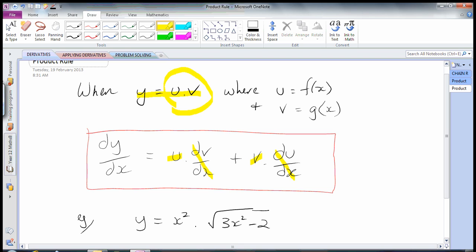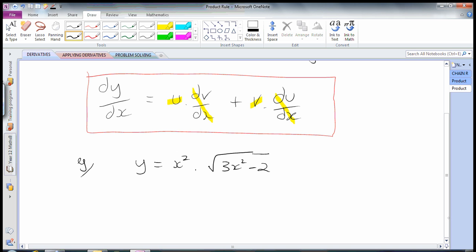So what we do in our question is we define some new variables. I'm going to let, and I like to use p, and the reason I use p and not u is because my u's end up looking like v's and vice versa. So I like to use p and q. I'm going to simply define those terms. So I've got p is equal to x squared and q equals the square root of 3x squared minus 2.